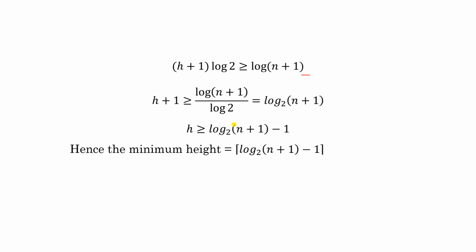Now we have to find the minimum height. Look at this, this is a real number, but because we are talking about height, and height must be an integer, we need a value which is greater than this real number. That's why we will use the ceiling function. Ceiling function means the integer value which is greater than or equal to this real number. So the minimum height will be log base 2 of (n plus 1) minus 1, with the ceiling function applied to this expression. So in this way you can calculate the minimum height of a binary tree.